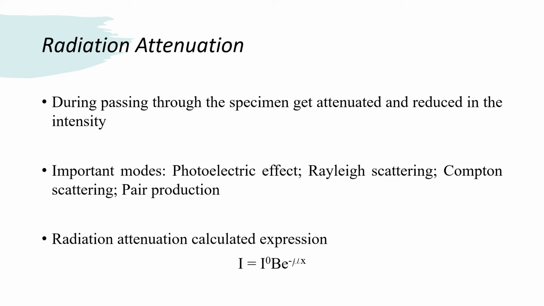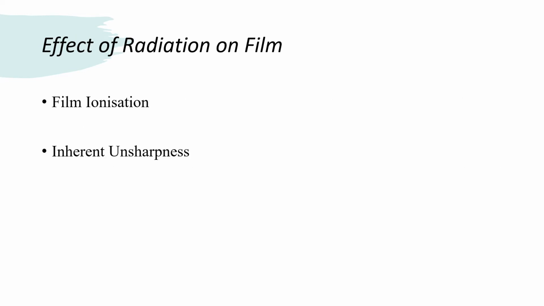where I is the intensity of radiation emerging out of the specimen. I naught is the intensity of radiation when the value of x equals 0. Mu is the linear absorption coefficient per millimeter thickness, and x is the thickness of the specimen, and capital B is the build-up factor. Next is effect of radiation on film, that is film ionization and the inherent unsharpness.